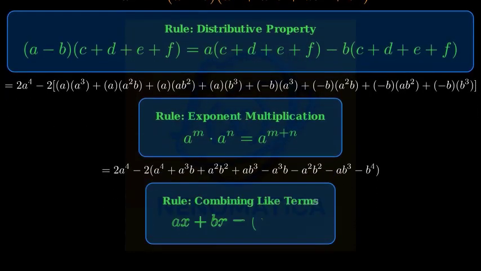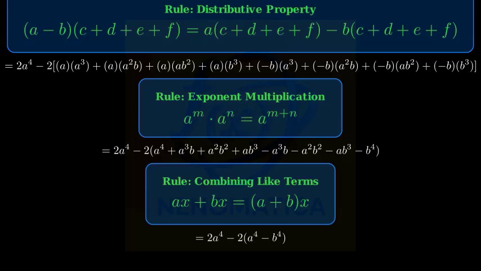Notice that a squared b squared appears twice with opposite signs, so they cancel out. Similarly, ab cubed appears twice with opposite signs, so they also cancel out. A cubed b appears with different signs, so we get negative a cubed b. This gives us a simplified expression of a to the fourth power minus b to the fourth power.